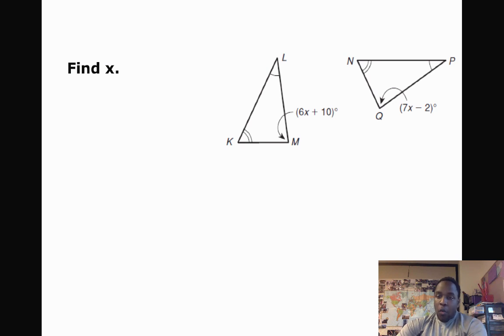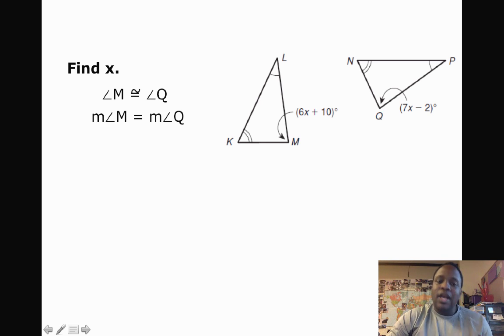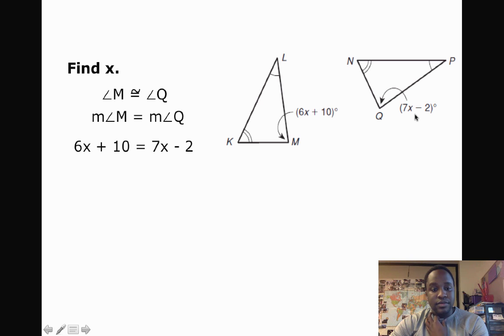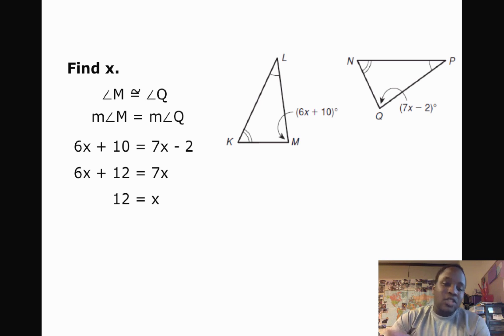So let's find X. We know that angle L is congruent to angle P from the arc marks. We know that angle K is congruent to angle N because of the double arc marks. So by the third angles theorem, angle M must be congruent to angle Q. And if they're congruent to each other, their measures are equal. So we can substitute that in and say 6x plus 10 equals 7x minus 2. So then we just solve for x, and we get that 12 equals x, or that x equals 12.